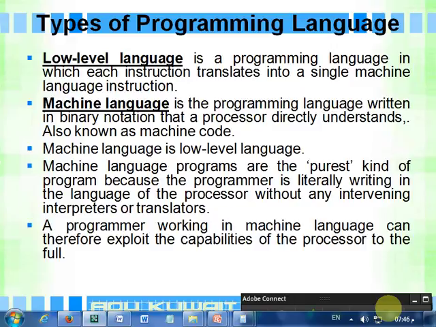A machine language is written using binary numbers, because the machine understands binary numbers, zeros and ones. Any language in which the programs are written using the binary numbers zeros and ones is called a machine language. So can you think of writing a program using zeros and ones? No. It is very difficult for a human being to write a program in machine language.